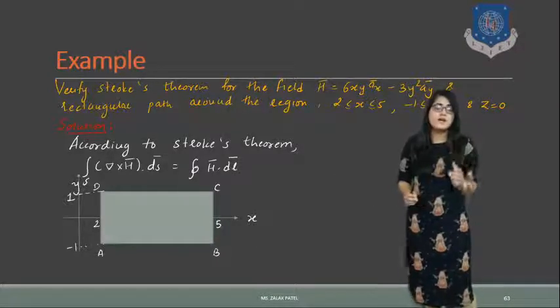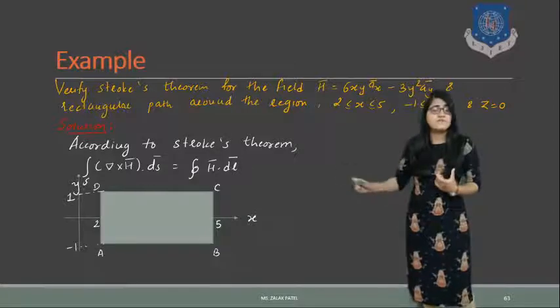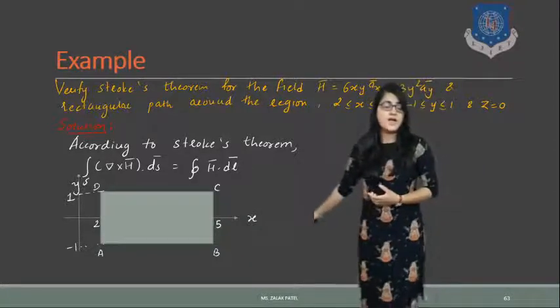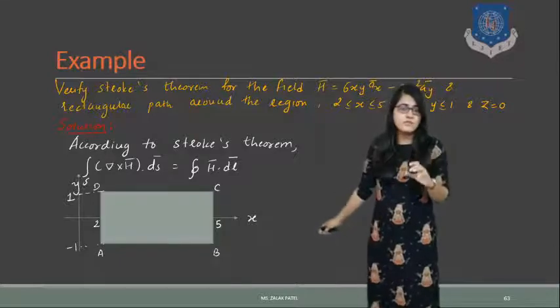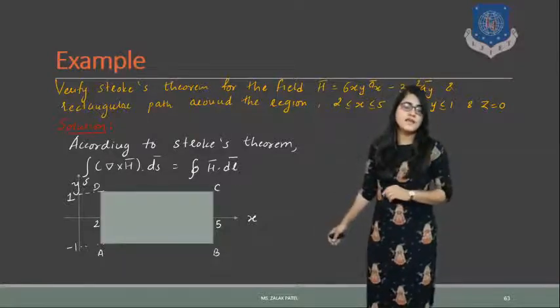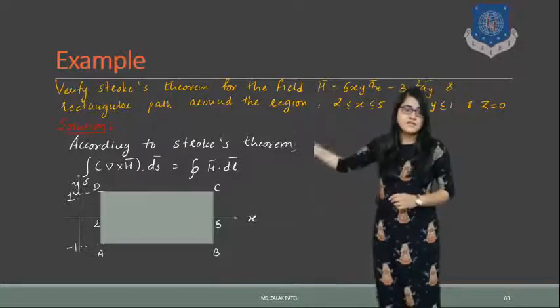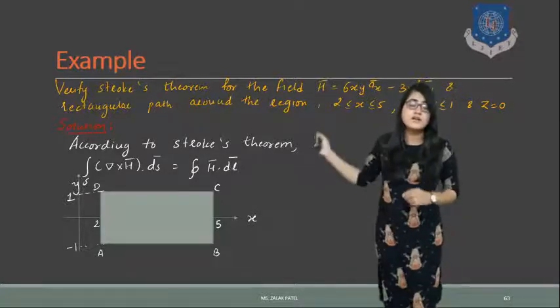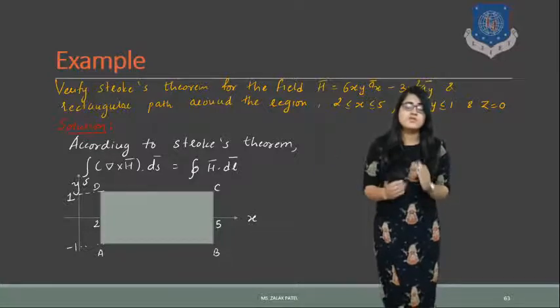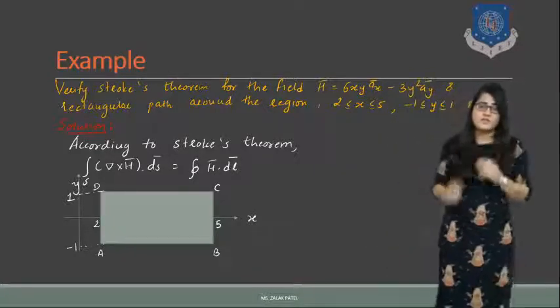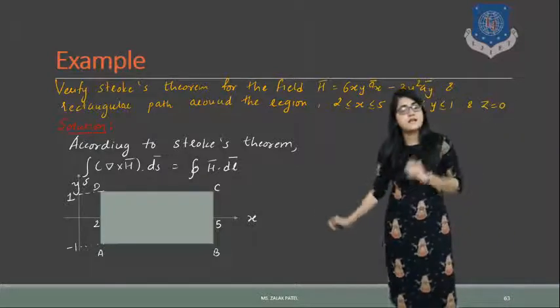Okay, but one thing that is common: for A to B, if you see this line A to B, then at that line the magnitude of y is constant and that magnitude is -1. For B to C, the magnitude of x is constant. So when you do the integration from B to C, if there is a term of x present, you have to put x equal to 5.